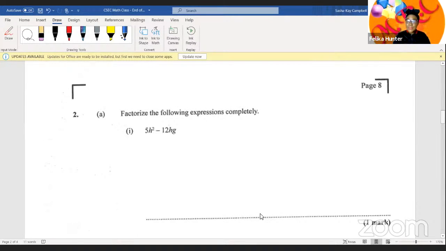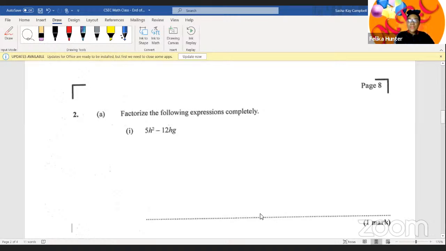factorize the following expressions completely. And we have 5h squared minus 12hg. All right, so in factorizing this, we're looking at both terms and we're looking to see what it is that we can divide into 5h squared and also divide into 12hg without leaving a remainder. And another way that we can put it is to say that we are looking for the HCF, all right, of 5h squared and 12hg.